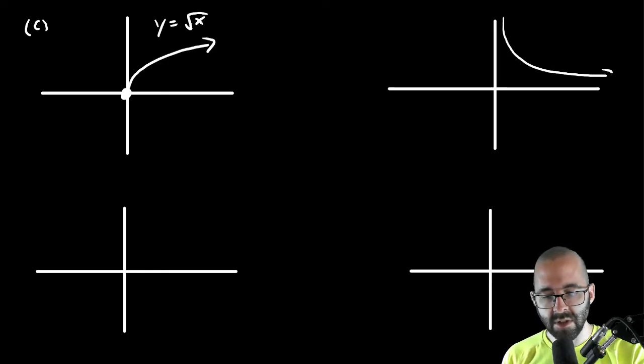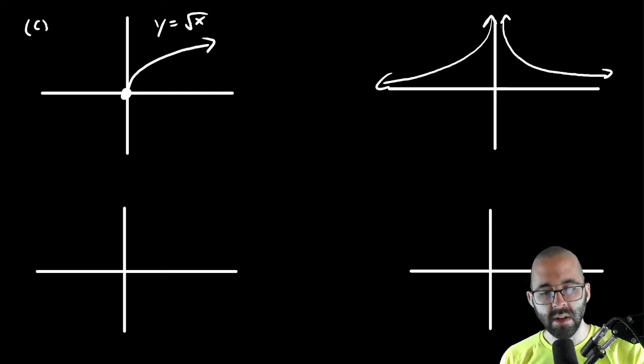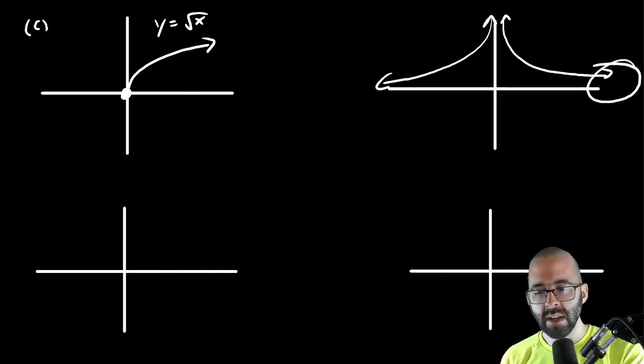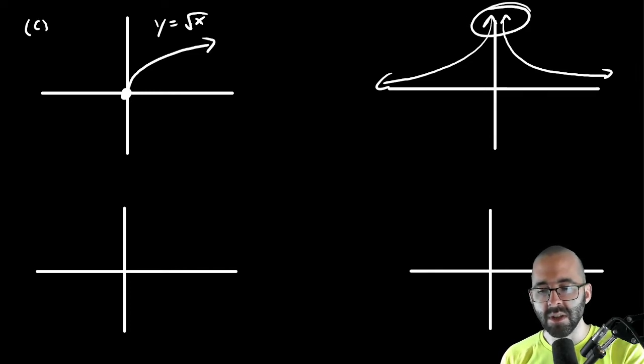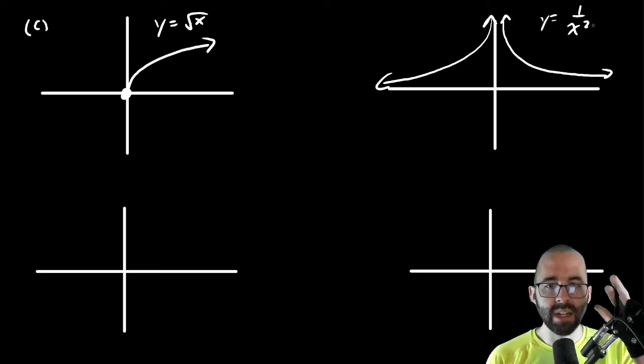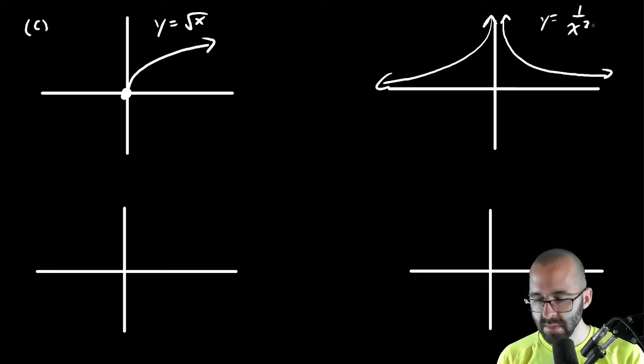It's another function right here. It has an asymptote at the x and y axis. So it's getting really close to the x-axis, and it's getting really close to the y-axis, but it's never touching. This is the toolkit function 1 over x squared, one of our basic functions, if you will.